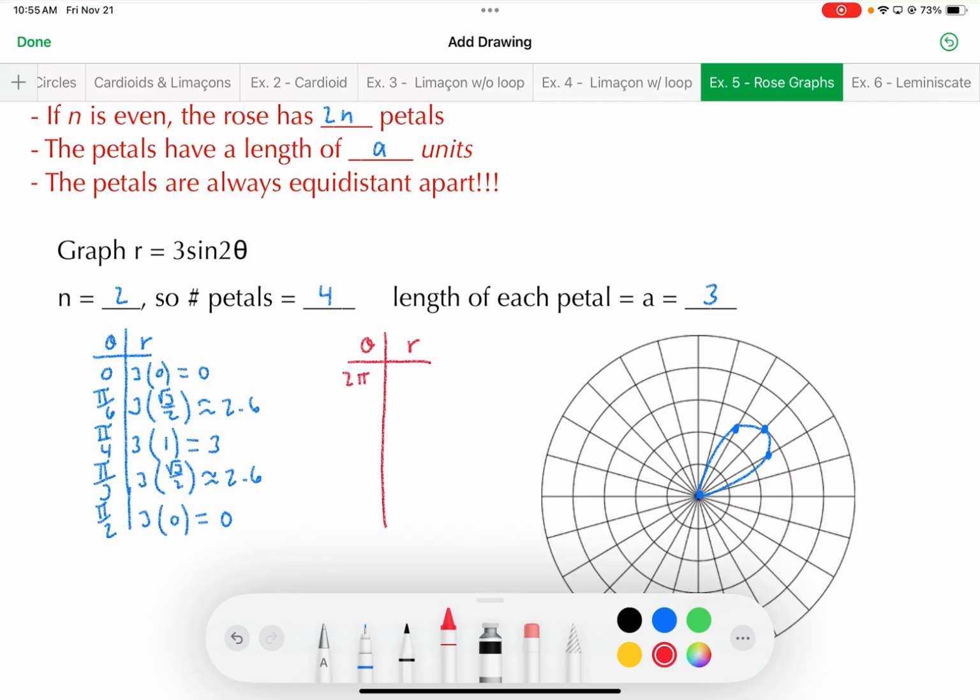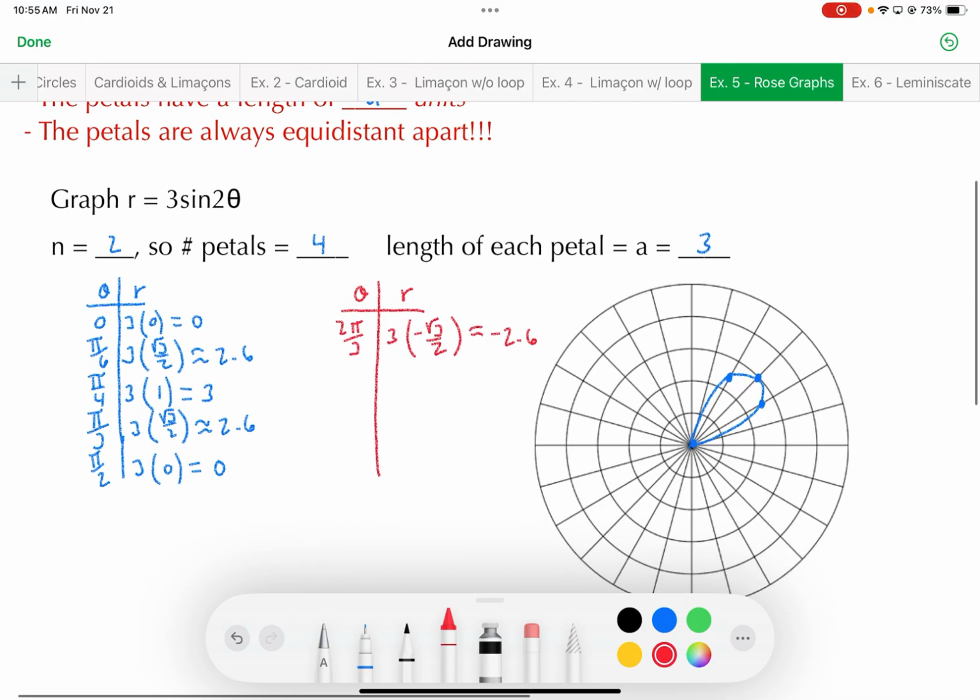So let's try 2 pi over 3 next. So you plug that in. 2 times 2 pi over 3 will be 4 pi over 3. Sine of 4 pi over 3 is going to be a negative value, because that's in the third quadrant now, right? So 3 times negative radical 3 over 2, that's going to be negative 2.6. Okay, so right here's the terminal side of 2 pi over 3. You grab that for me?